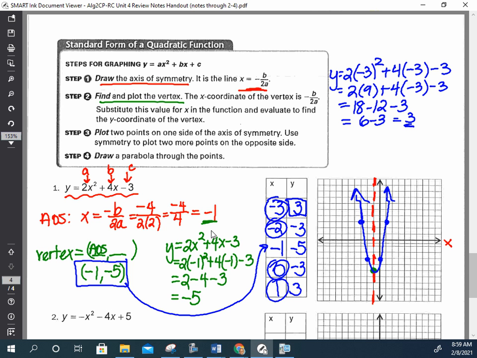From there, we went through the process of graphing a quadratic function.